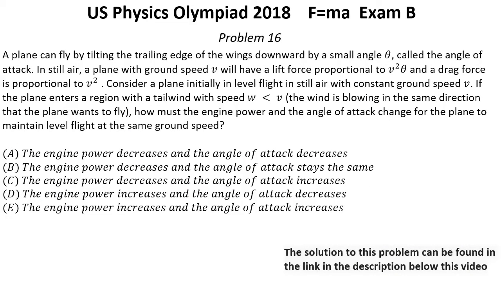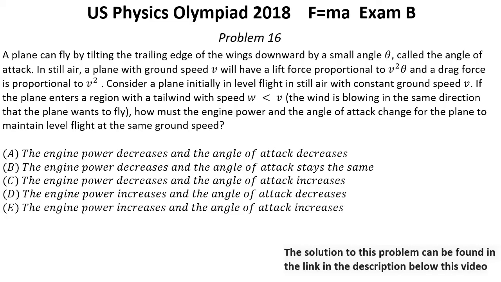Problem number 16. A plane can fly by tilting the trailing edge of the wings downward by a small angle theta, called the angle of attack. In still air, a plane with a ground speed v will have a lift force proportional to v squared theta, and the drag force is proportional to v squared. Consider a plane initially in level flight in still air with a constant ground speed v.